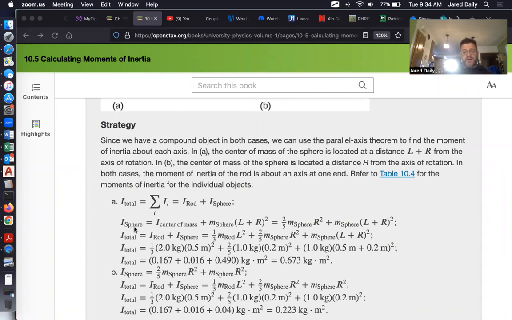And so they do the parallel axis. That's the parallel axis theorem. And then once they've done the parallel axis theorem, they can add the moment of inertia of the rod to the one they just calculated. You get these three terms involved. You combine all the terms, and you get one final answer here.